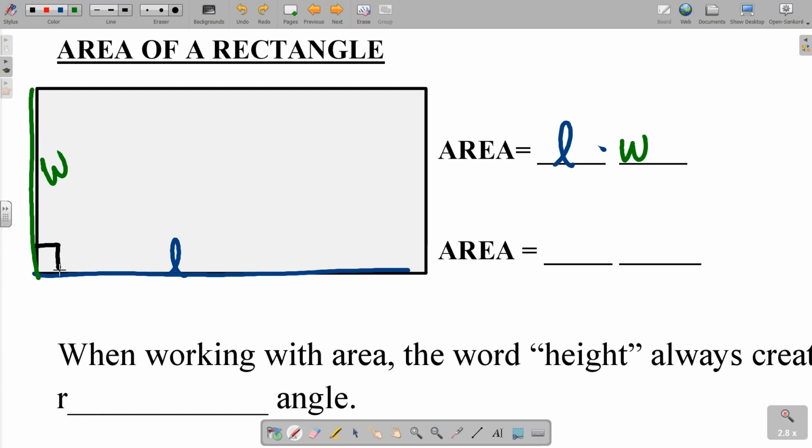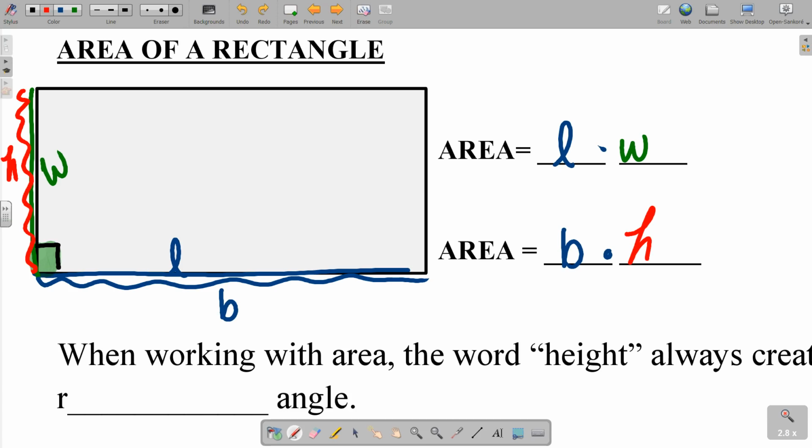But keep in mind that because there's a right angle, there's another set of terms we can use. Anytime there's a right angle, you have something called height and base. So we could also call this base times height, because base and height always meet at a right angle. So area of a rectangle, length times width, also base times height, exactly the same thing.